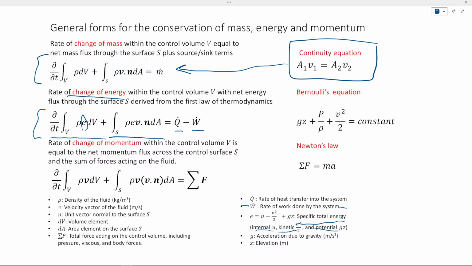Okay, and similarly, you can do a similar one for changes in momentum, and that would be equal to your changes in forces.